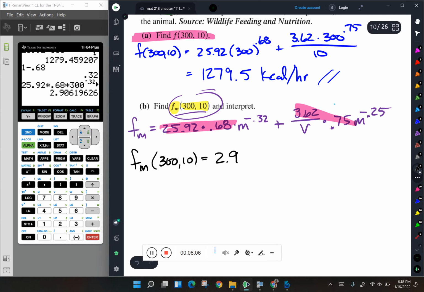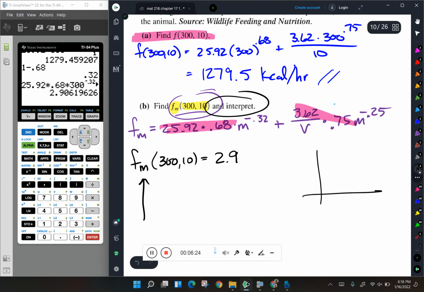Okay, now here comes the tricky part. Interpret. Well, since I took a partial derivative with respect to m, it's going to be m that is changing. Okay, so I'm going to take a side trip here and go back to derivatives.